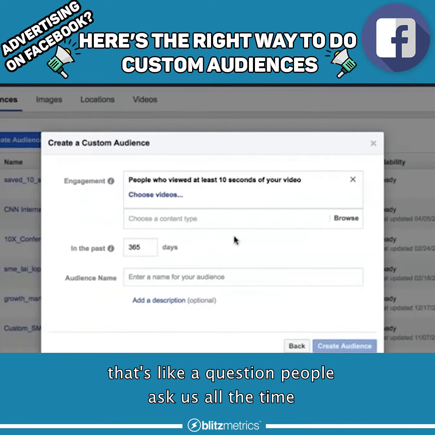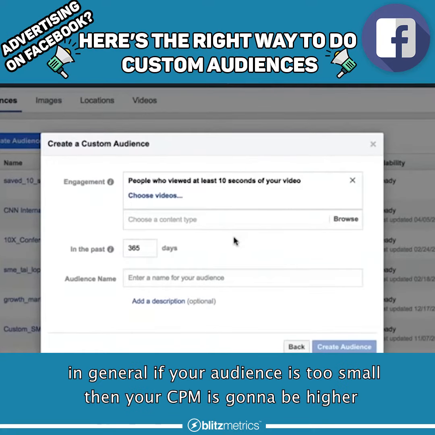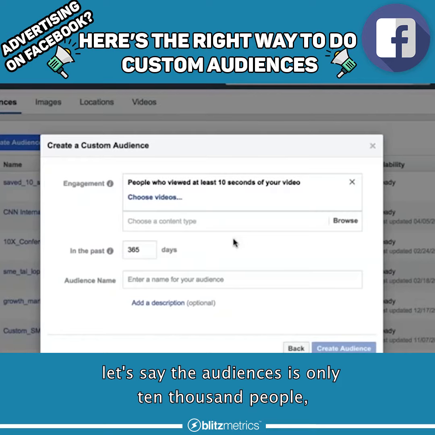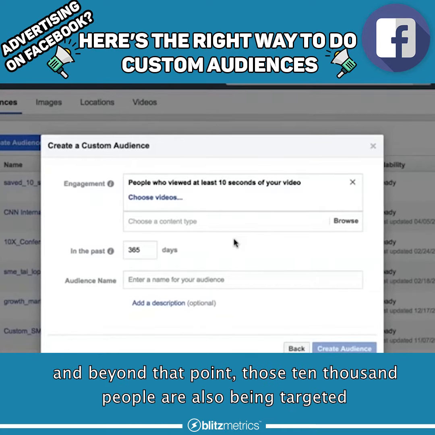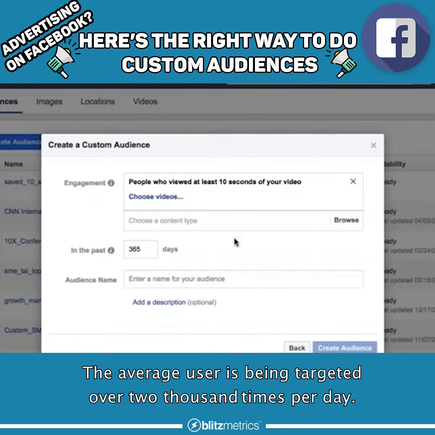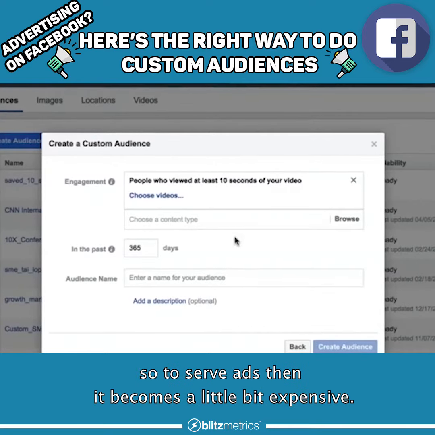That's a question people ask us all the time, like how big should my audience be? Well, sometimes you're limited, but in general, if your audience is too small, then your CPM is going to be higher because Facebook's going to have a more difficult time serving those ads. Let's say the audience is only 10,000 people. Well, not every single user gets online every day. And beyond that point, those 10,000 people are also being targeted by other advertisers. The average user is being targeted over 2,000 times per day. So now you've chosen a really small bucket. So to serve ads to them, it becomes a little bit expensive.